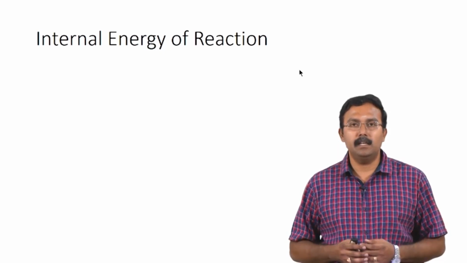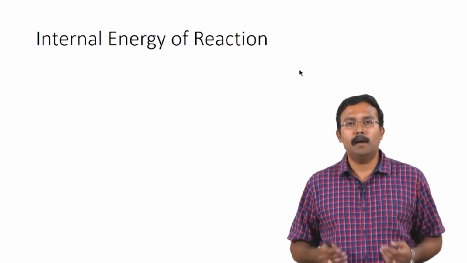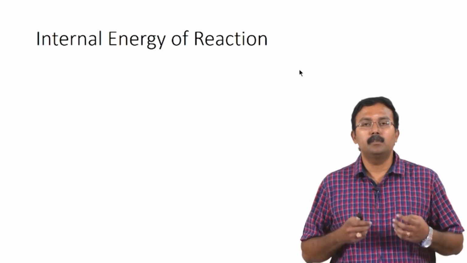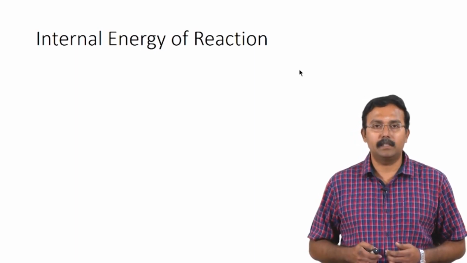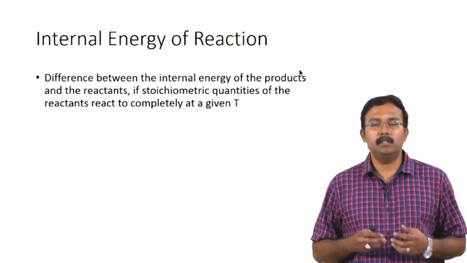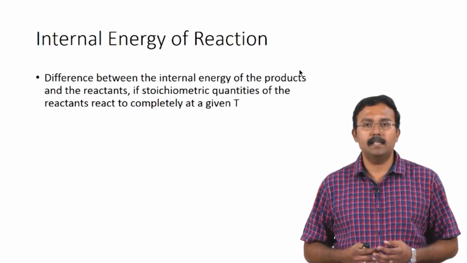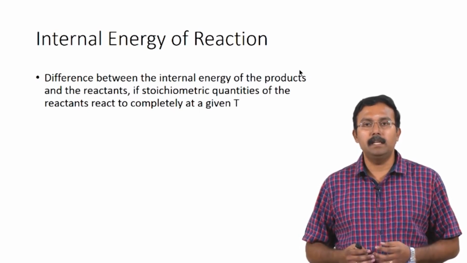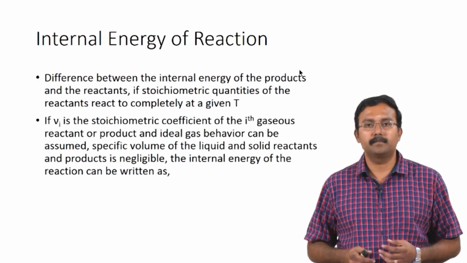So, this change in internal energy would also have to be calculated and has to be used in energy balance calculations for closed systems in constant volume. So, for this reason we need to know how we can calculate the internal energy of a reaction. This is defined as the difference between the internal energy of the products and the reactants if stoichiometric quantities of the reactants react completely at a given temperature and pressure. So, this would be the definition for internal energy of reaction.